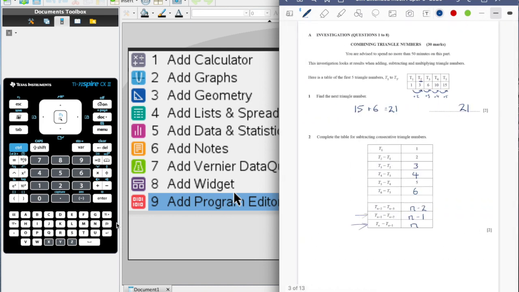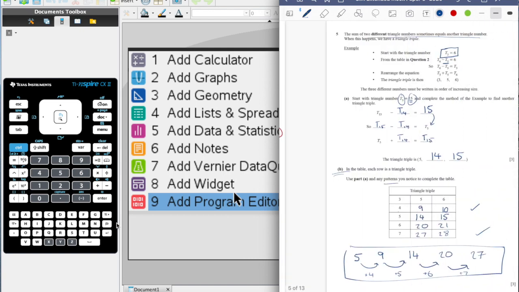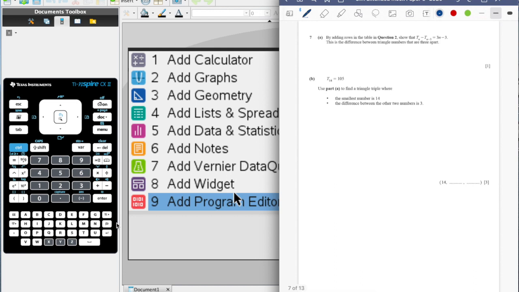Okay, so I better write quite a bit of information. n plus n minus 1 plus n minus 2. Minus n minus 1 plus n minus 2. That equals 3n minus 3. And I wonder if that's going to be enough.